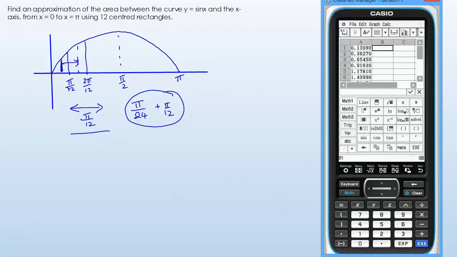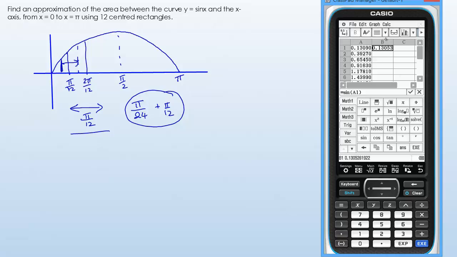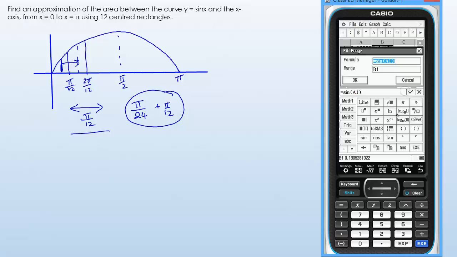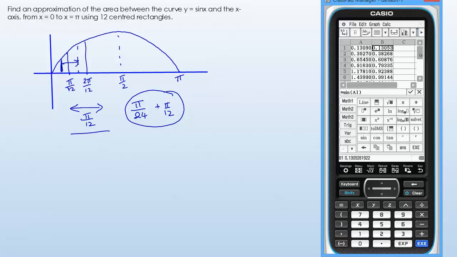And then over here, that's going to be equals, and actually we can just go to here, sine of that one. And of course these are in radians, which is why the calculator needs to be in radians. And then we'll fill that one from B1 all the way to B12. And that's all of those.